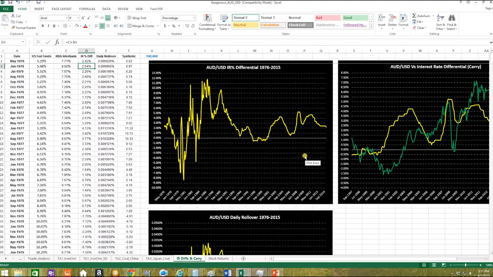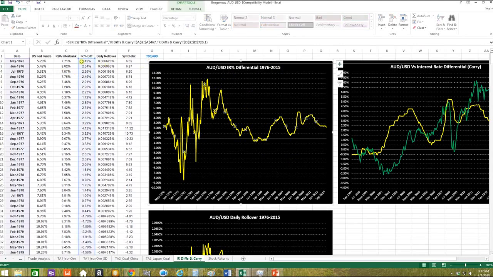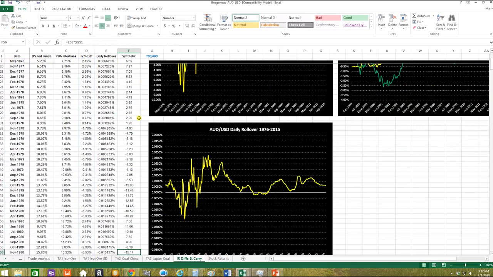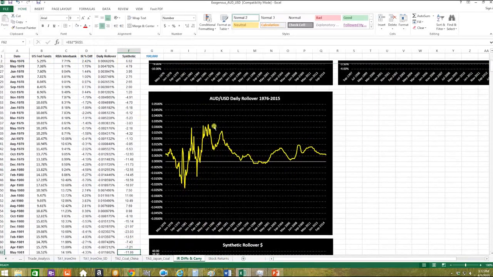Now, if we go back up to the top of the spreadsheet, you'll see here we have a chart which is referencing our interest rate differential, but going back all the way to 1976. So this is including all the data going back to 1976. If you scroll down here, we're looking at our daily rollover data.